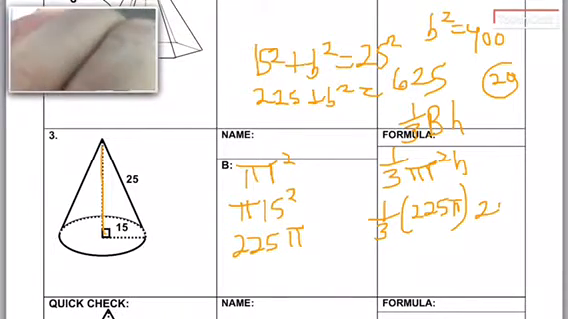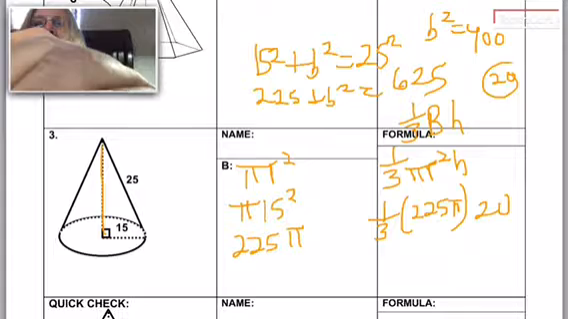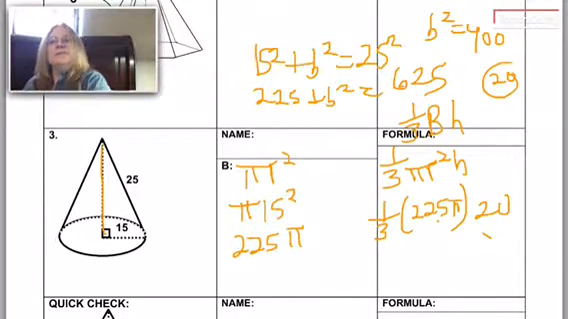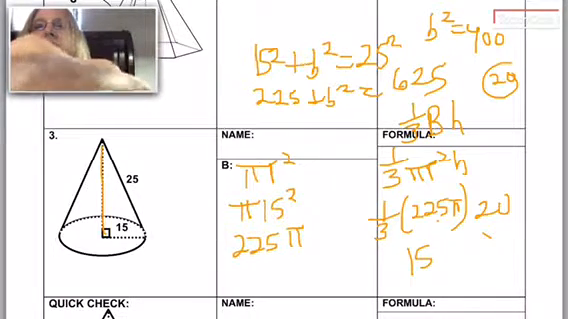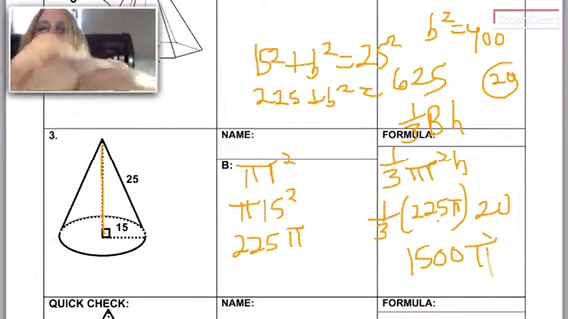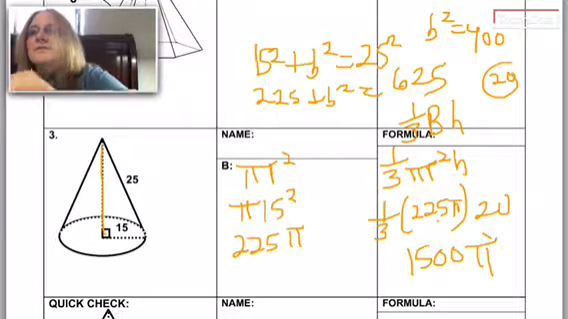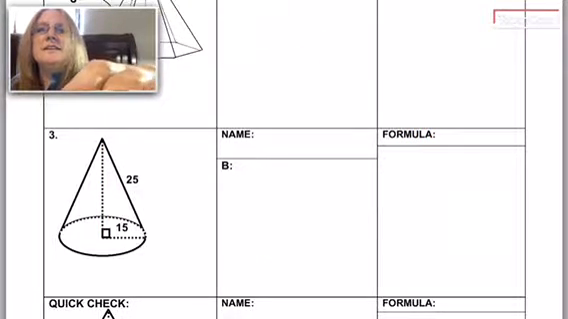So now we're going to multiply 20 times 225 and times 1/3 or divided by 3. So 225 times 20 divided by 3 is 1500, and then don't forget pi. So pi is in your answer. So there's the answer.